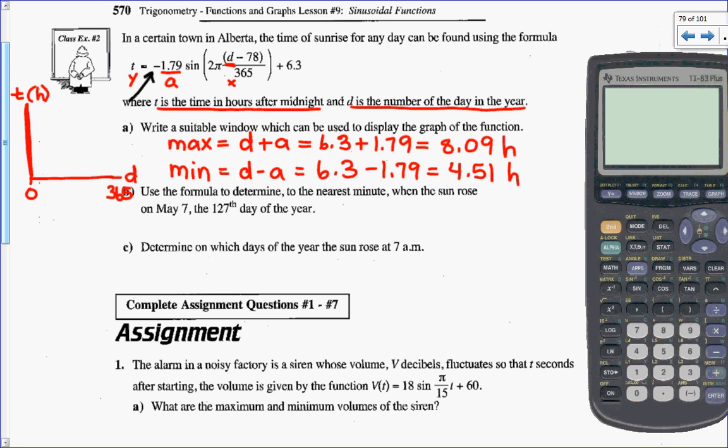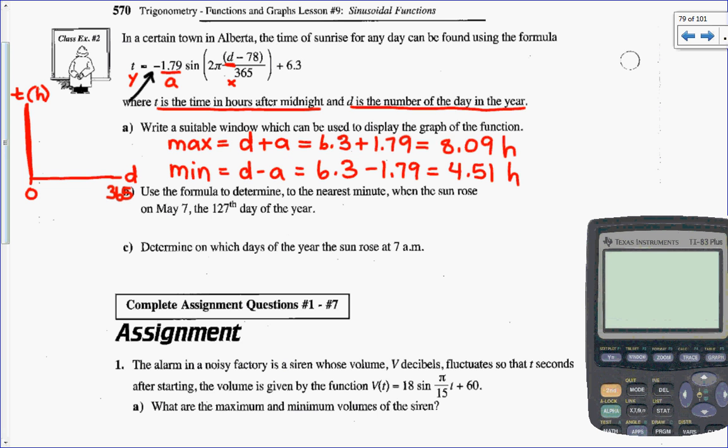And that's again in hours. Okay, so what would be a suitable window? Well, our x's would be from 0 to 360. And again, that's a really large span, so you probably wouldn't go up by 1s or 2s or even 5s. In fact, you may even go up by months, so 30 days.